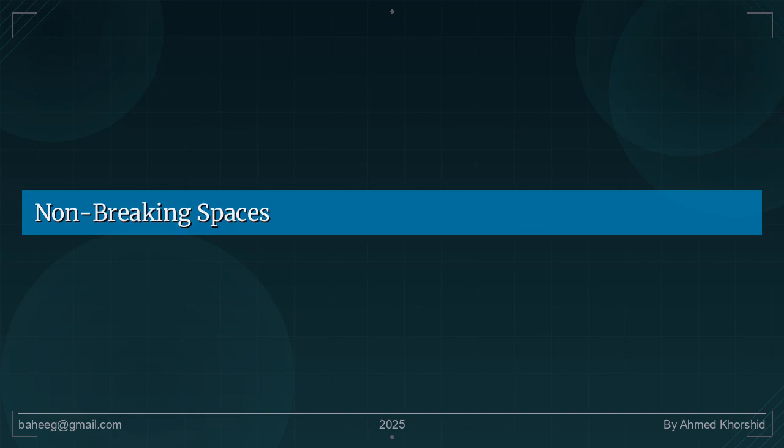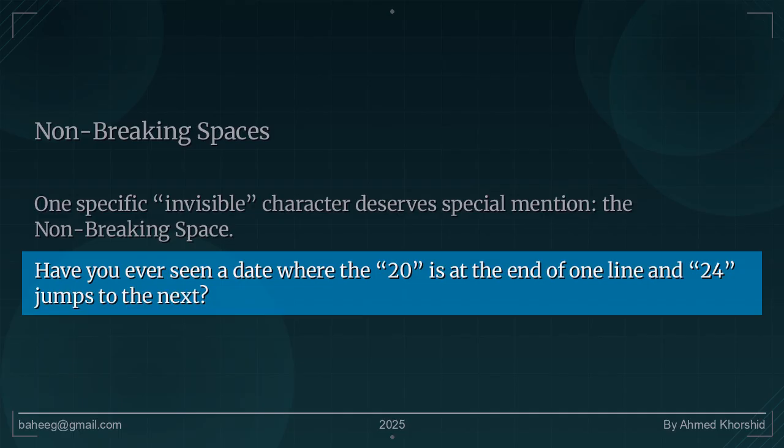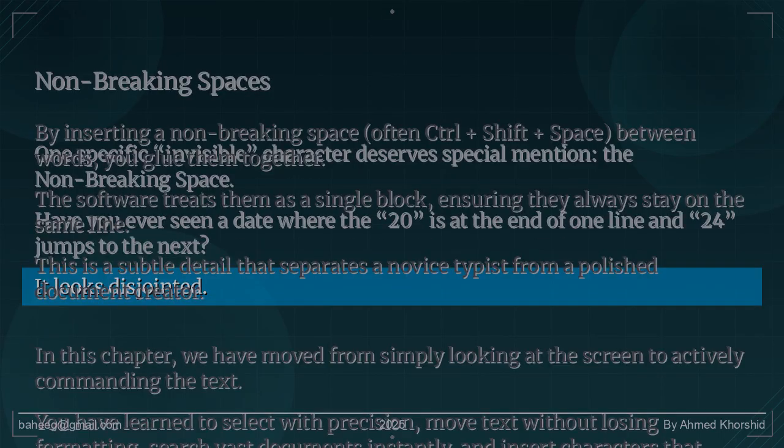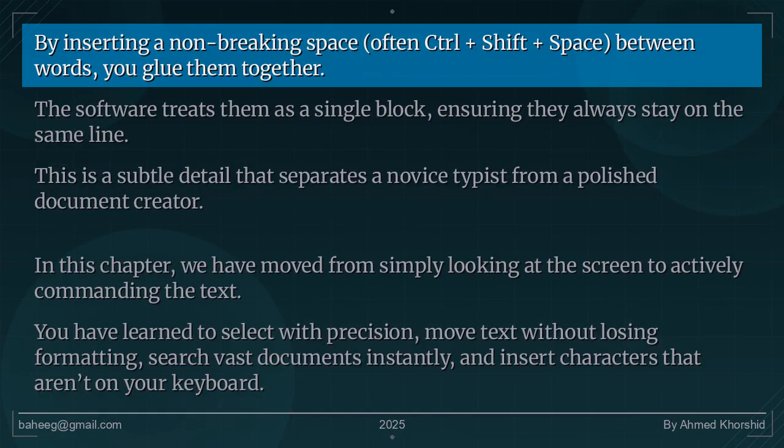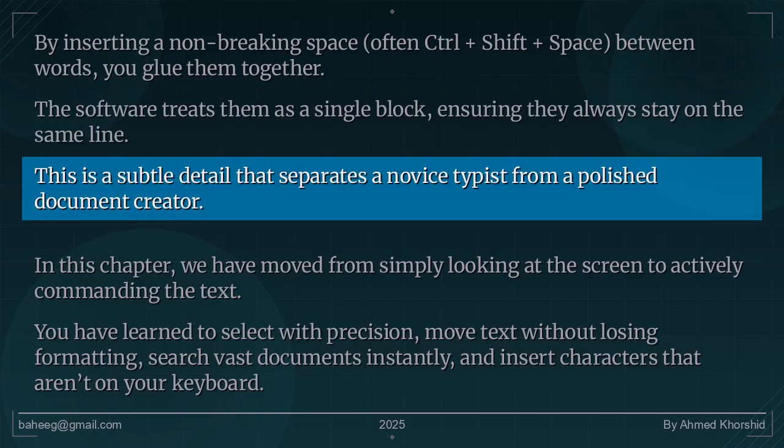Non-breaking spaces. One specific invisible character deserves special mention: the non-breaking space. Have you ever seen a date where the 20 is at the end of one line and "20th" jumps to the next? It looks disjointed. By inserting a non-breaking space, often Ctrl+Shift+Space, between words, you glue them together. The software treats them as a single block, ensuring they always stay on the same line. This is a subtle detail that separates a novice typist from a polished document creator.